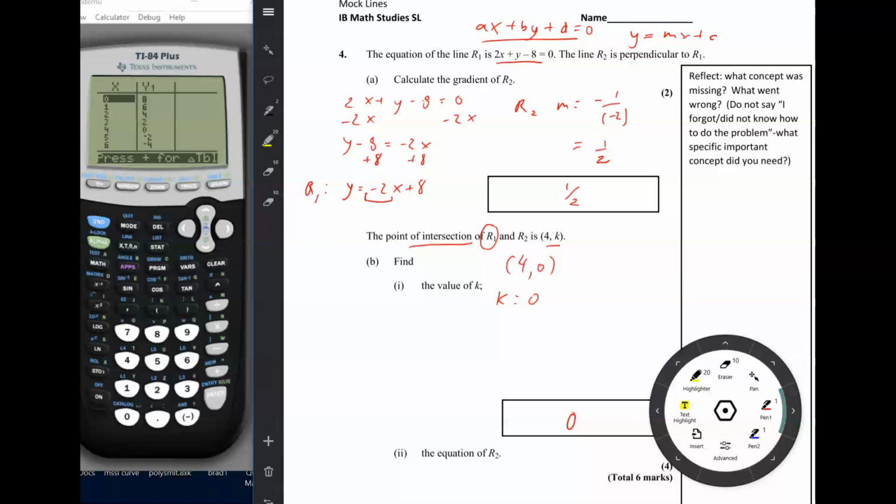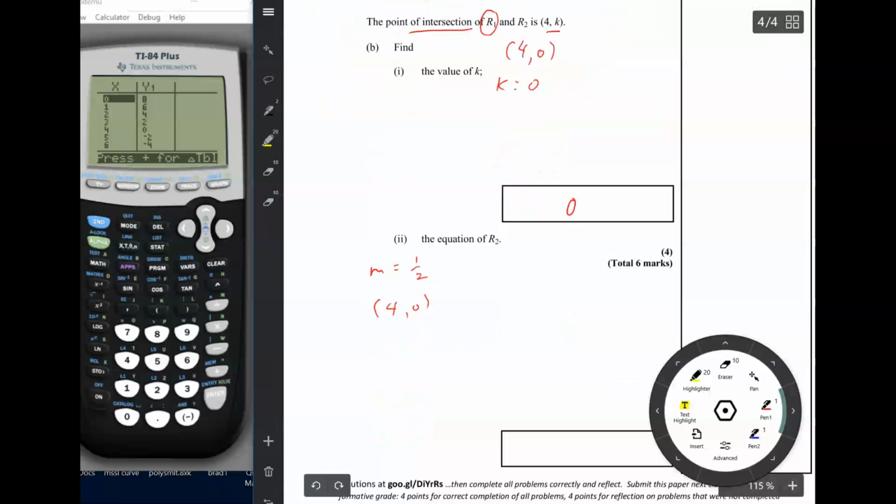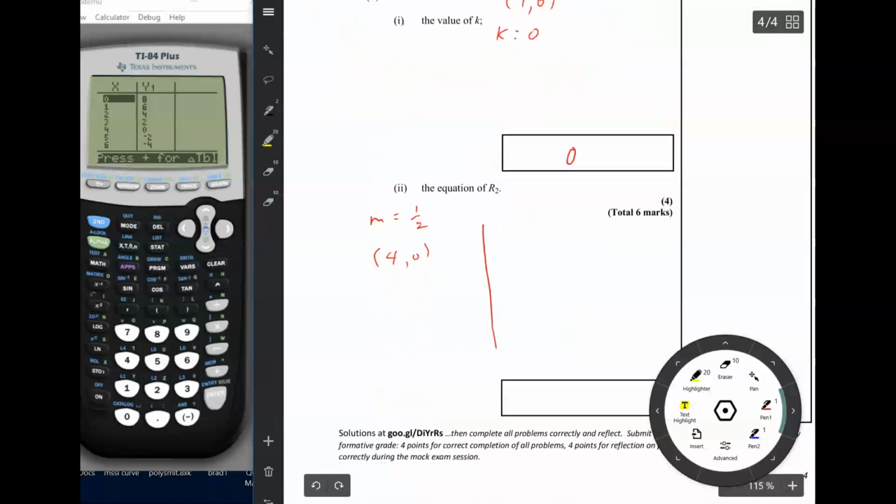Then what they want to know is the equation of R2. The only thing we know about R2 so far is that the slope is 1/2. Do we know anything else about the line? Well, we do know that it goes through the point 4, 0. So if we graphed it, let's solve this by graphing first. So 1, 2, 3, 4, comma 0. That's one of the points.